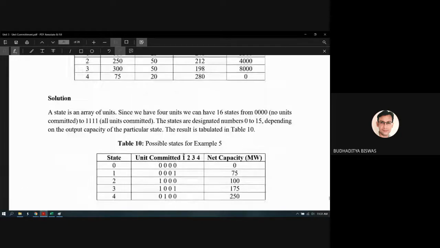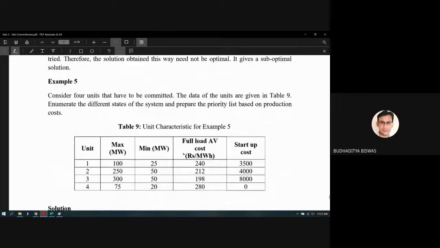Okay, come to the last example. So consider 4 units that have to be committed. The data of the units are given in table 9. So enumerate the different states of the system and prepare the priority list based on the production cost.